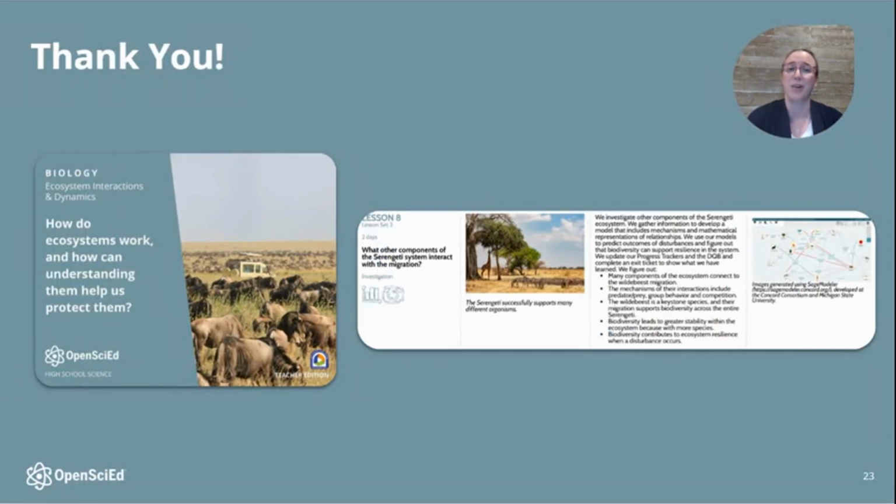The Serengeti board game can be stressful to set up the first time, so be sure to give yourself and your students time and space for learning the gameplay and collecting that data. I hope you find this helpful and join us again for Lesson 8, where students are introduced to more species found in the Serengeti ecosystem, and we are also introduced to the SAGE modeler. Thank you.